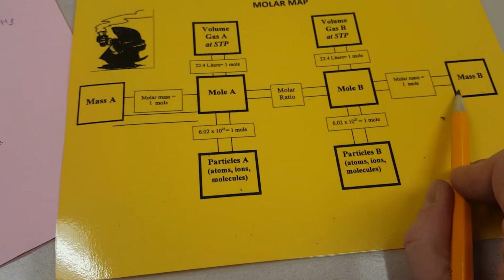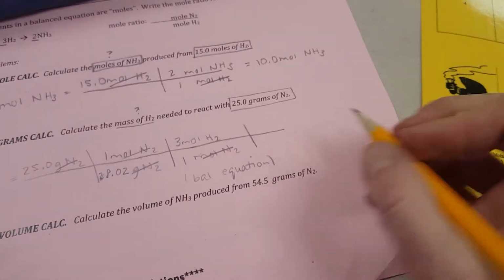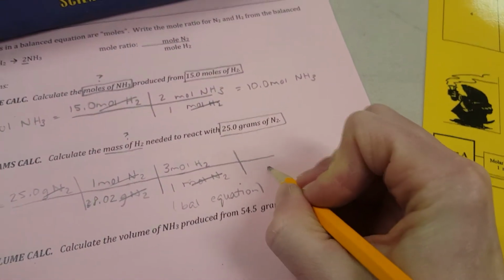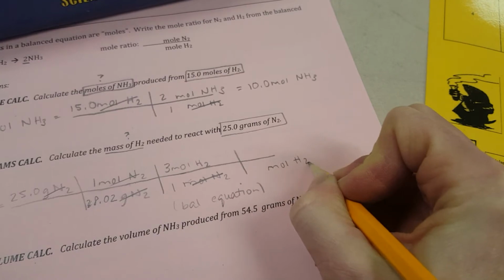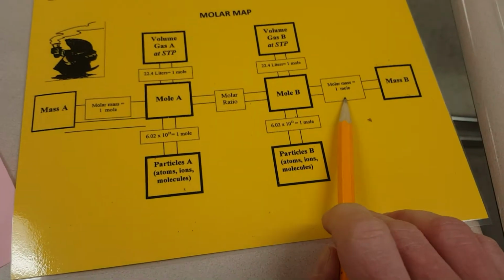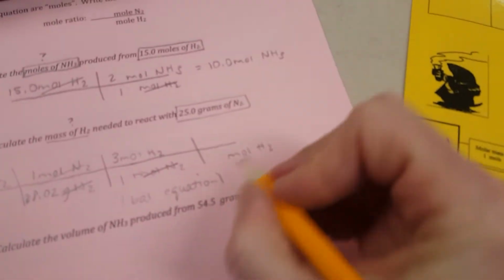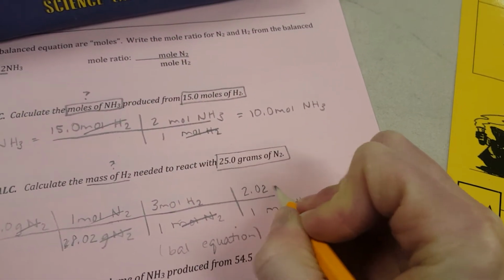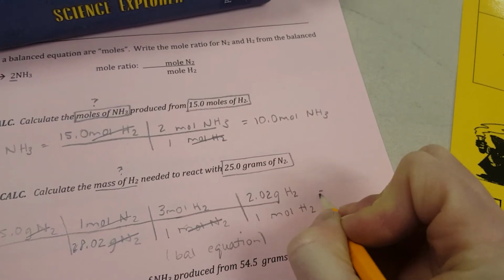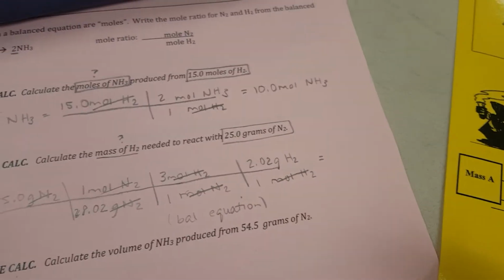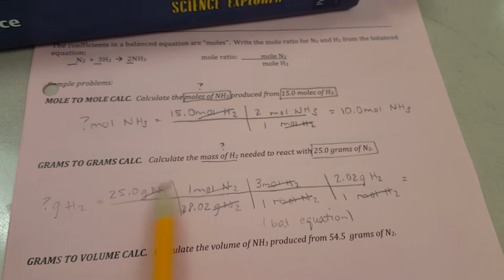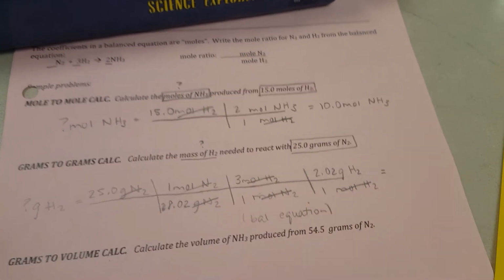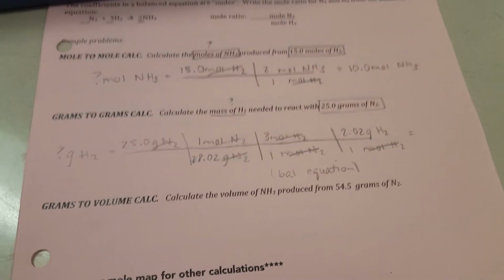So then you go from moles of B to mass of B. Whatever unit you start with on top has to go on the bottom of the next step. So this is going to be our molar mass, equal to 1 mole. So now in 1 mole of H2, we find the molar mass of H2 from the periodic table. And then you do the same thing, multiply across and divide to get your answer.